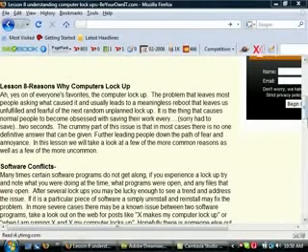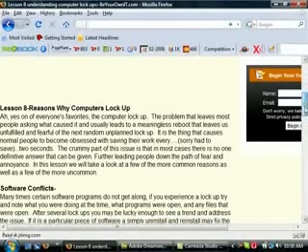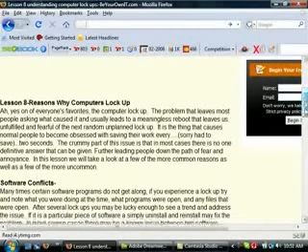Lesson 8 focuses on computer lockups. It's still somewhat of a mystery for most of us, and there are a lot of different reasons that a computer can lock up. And at the end of the day, it can create this paranoia and obsession where people have to save their work every 2 seconds because they're always afraid of their computer locking up. So it's important that you understand a couple of reasons why computers lock up.